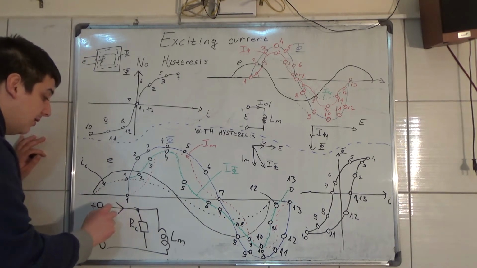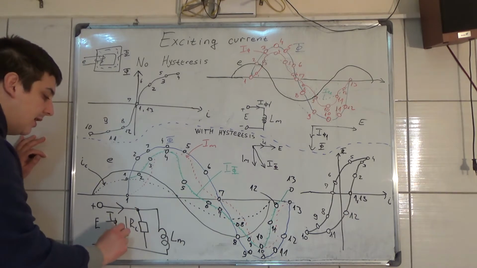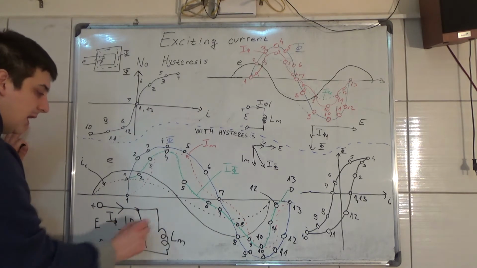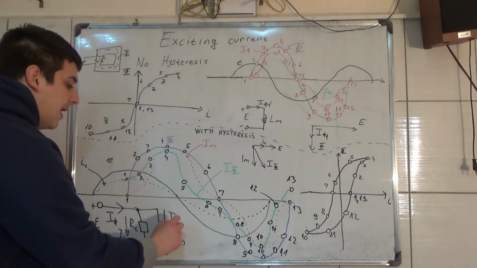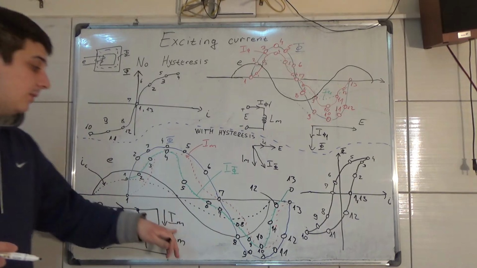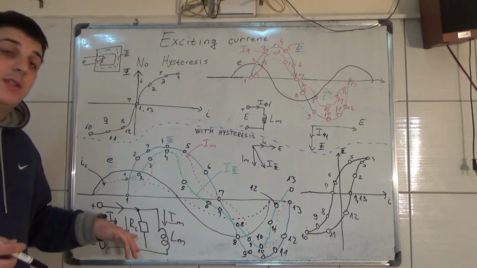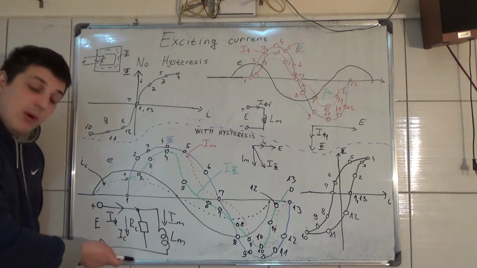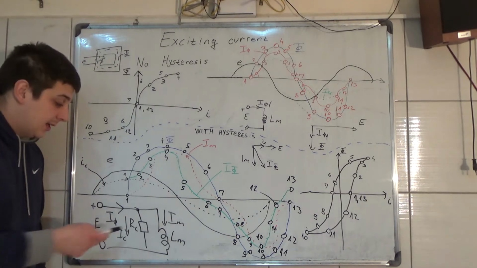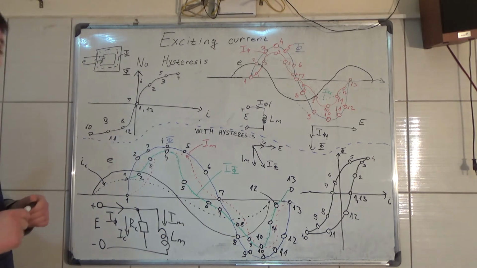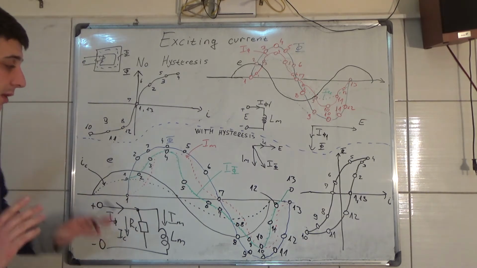Here we have the exciting current. Here we have the core loss current, IC. And here we have the magnetizing current. So we have power losses with hysteresis. Now this is a very important circuit. You will see a lot of this in transformers, induction motors, and synchronous machines. So this is very important to know.